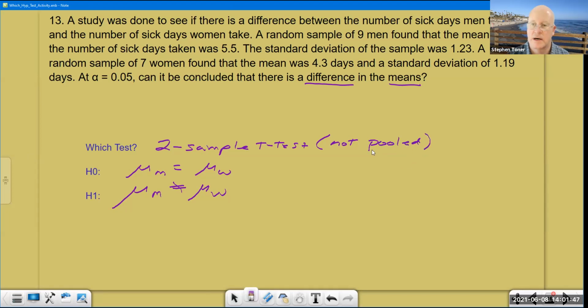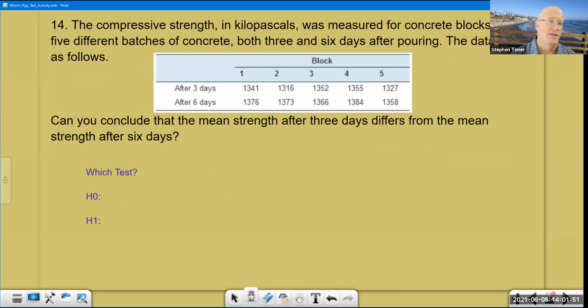Moving on to number 14 out of 17. The compressive strength in kilopascals was measured for concrete blocks from 5 different batches of concrete, both 3 and 6 days after pouring. The data are as follows. So there you have it. Can you conclude that the mean strength after 3 days differs from the mean strength after 6 days?